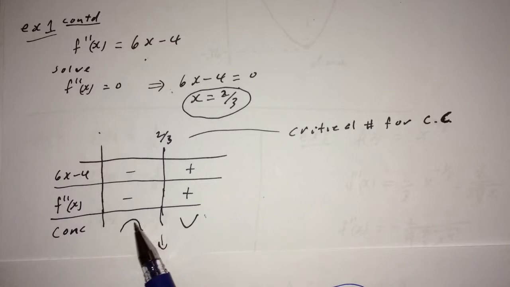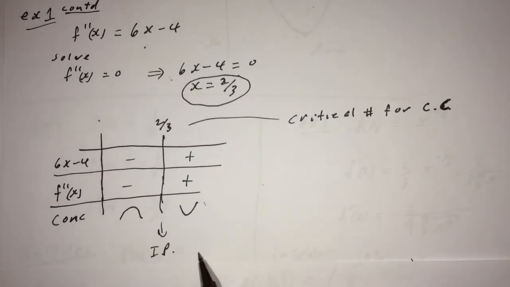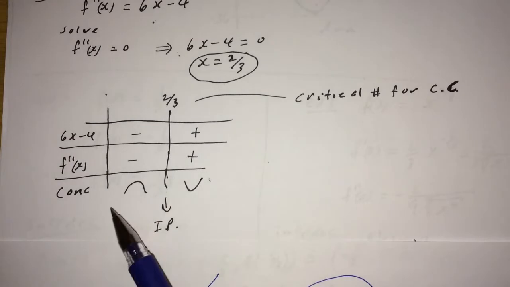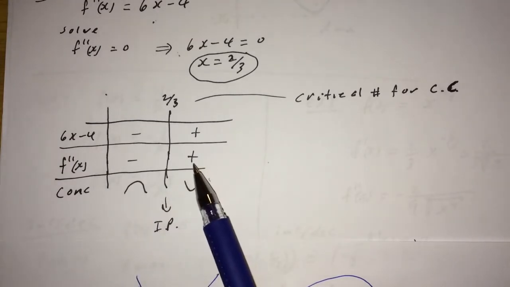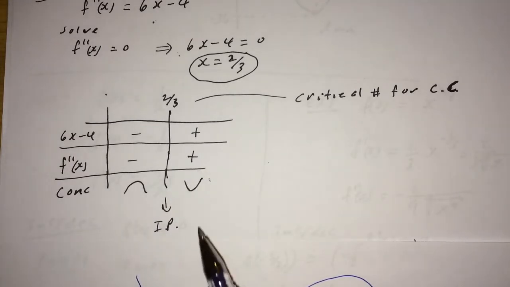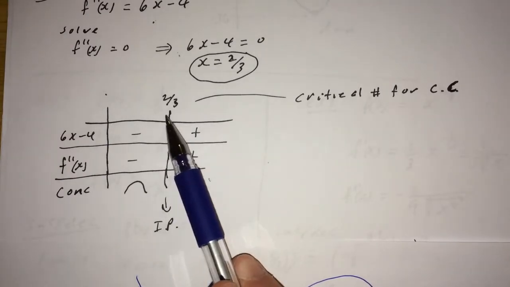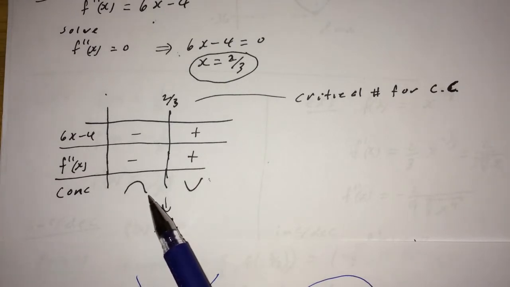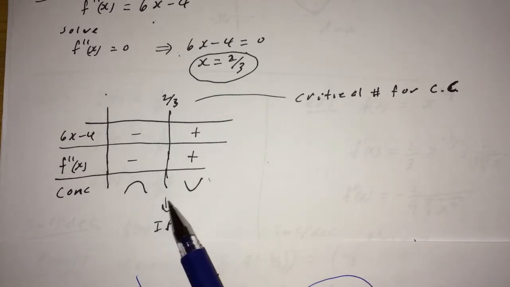Now, because this is changing concavity, and the function exists at 2/3, we have an inflection point there. Okay, so now this concavity chart helps us to determine when we have an inflection point. Inflection points happen when there is a change in concavity. Okay, and the function exists there. So here the function exists at 2/3. It's a cubic. It exists everywhere. Okay, and so it has an inflection point at x equal to 2/3.